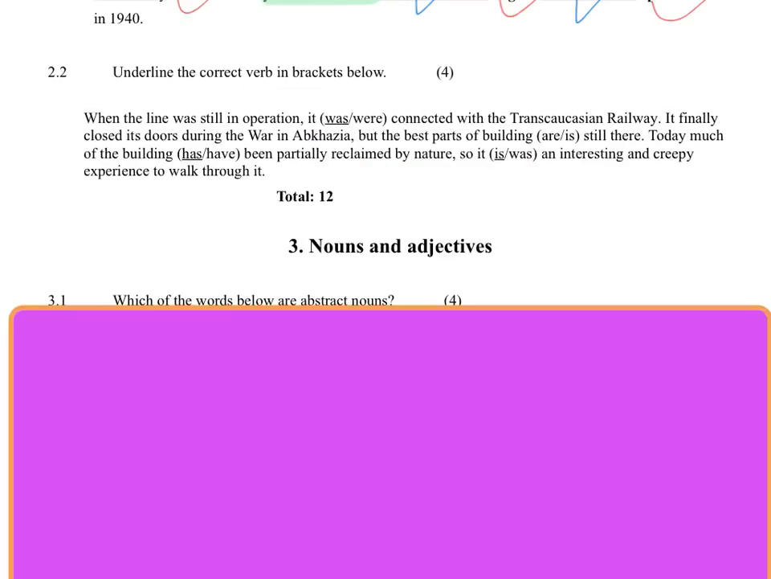Then checking these verbs. So it was. I'm going to come back to that next one because I made a mistake. Much of the building has, because you could replace that with it, a singular, it has. So it is, and then here there was a spelling mistake: the best parts of the building. So it's a plural, the best parts. So you would say are would be the correct one to get 4. Give yourself a mark out of 12, circle what it is.